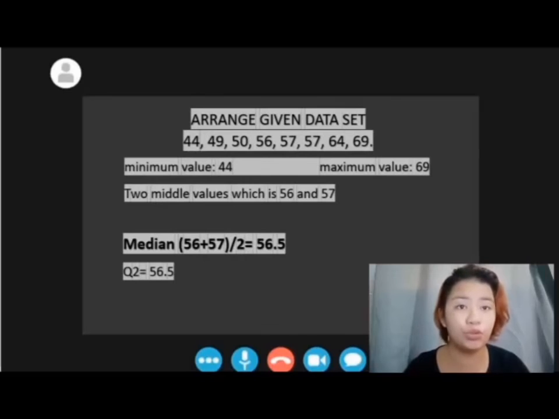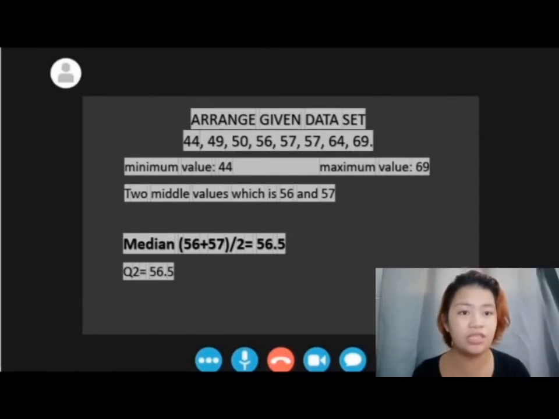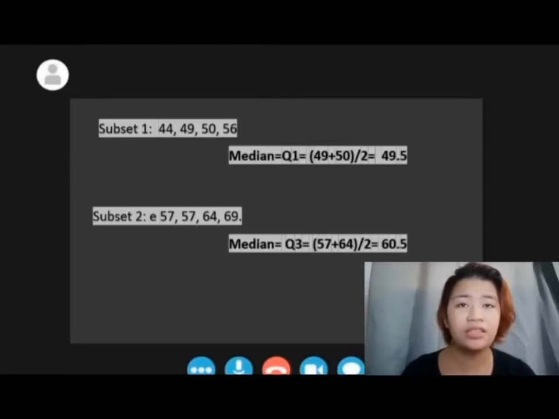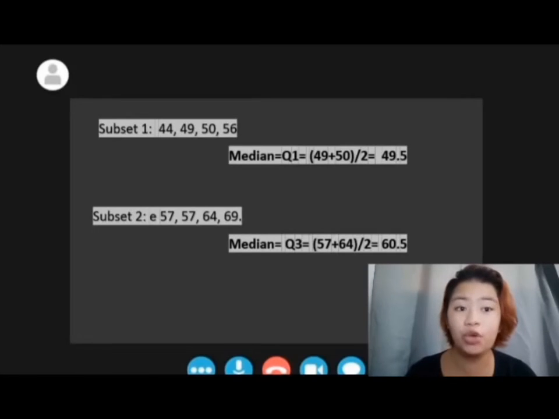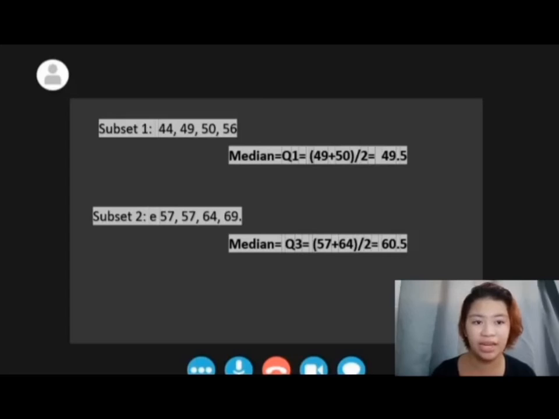Next, for our Q2, which is the median of our data set, since we have 8 values and it's an even count, we will get the two middle values, which are 56 and 57. 56 plus 57 divided by 2 is equal to 56.5. Subset 1 is our lower values, and to get Q1, we just need to find the median of our subset. So Q1 is equal to 49 plus 50 divided by 2, which is equal to 49.5.